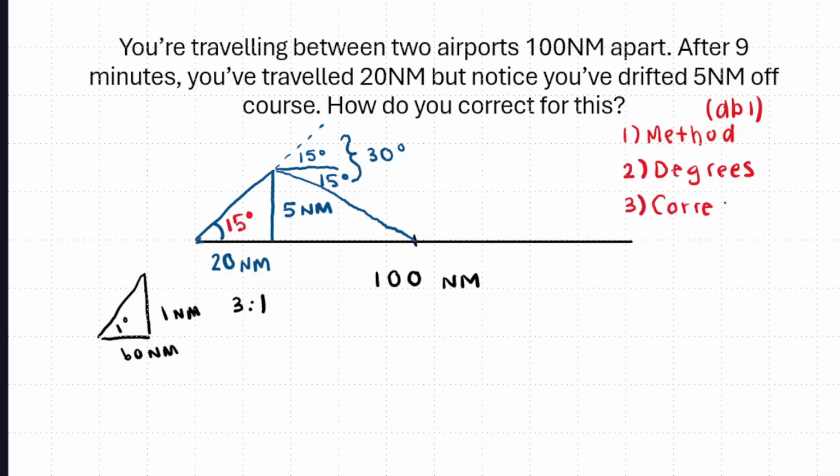So because of that, right, our last step is finding our correction, and we have found that we are going to need to correct 30 degrees, and then, for example, it might ask you to say to the right or left, and in our case, it's going to be to the right. Okay, so that's our correction in this example. Let's try another one.